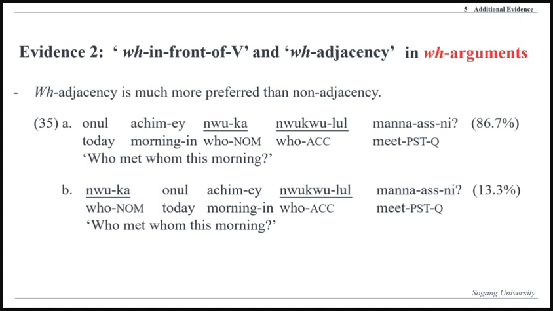And the other supporting evidence is that the two properties observed in WH adjuncts are also observed in WH arguments, as presented in 35. The adjacent WH arguments are much more preferred than the separated one. And this data is based on the experiment, but there are a few important considerations, like WH argument and an indefinite pronoun appear in the same form in Korean. So we'll discuss the distribution of WH arguments in further research.